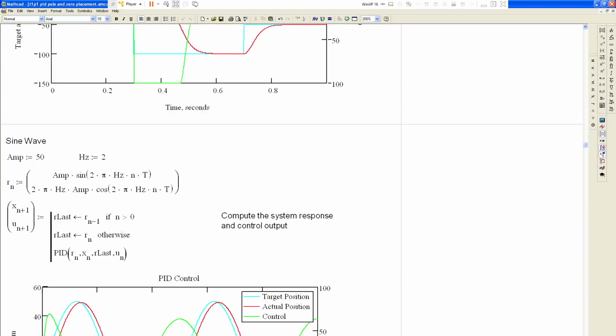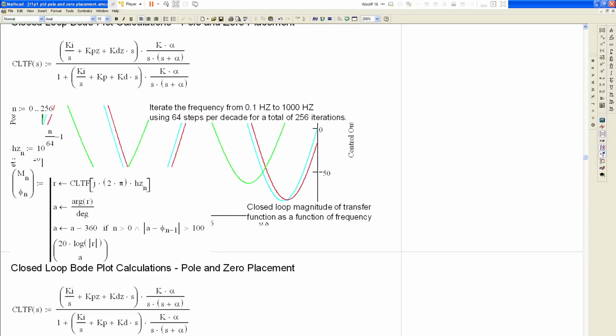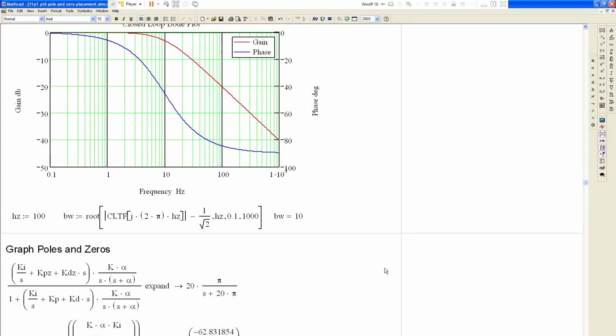And you can see that the response is pretty good. There's a little bit of phase lag. It's a little bit more phase lag. And you can see that this is just a little bit more at 2 hertz. And if we go down here, you can see the bandwidth is 10, which is what you'd expect if you had only 1 pole at 10 hertz. So you can see the bandwidth is 10.